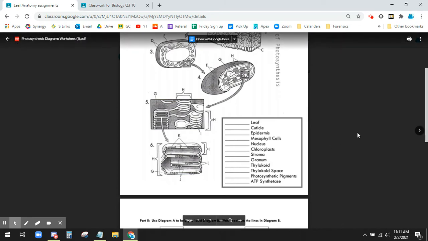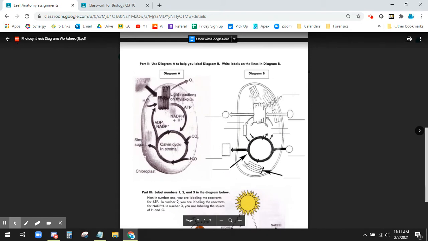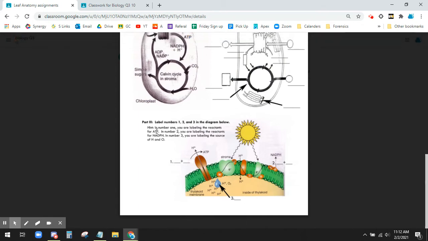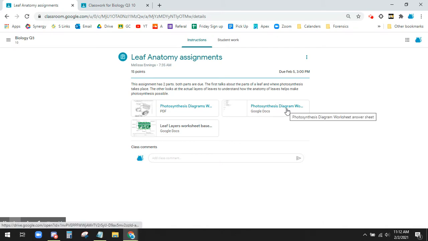Okay. I told you to skip part 2 because it's hard to identify where things are happening here and how to label it. So you can skip part 2 because we'll talk about this stuff later. And then part 3, you just have to label the things for numbers 1, 2, and 3. Okay? And you can answer all of that on this Google Doc.